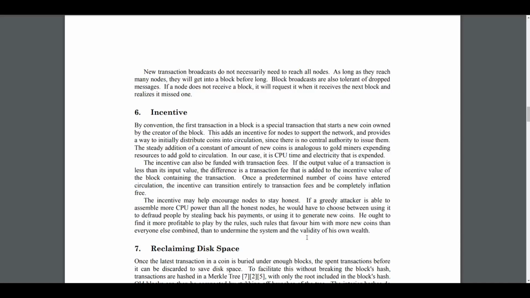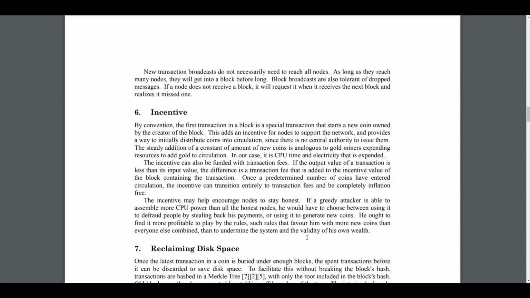Sorry. All right. Number 6, incentive. By convention, the first transaction in a block is a special transaction that starts a new coin owned by the creator of the block. This adds an incentive for nodes to support the network and provides a way to initially distribute coins into circulation, since there is no central authority to issue them. The steady addition of a constant amount of new coins is analogous to gold miners expending resources to add gold to circulation. In our case, it is CPU time and electricity that is expended.